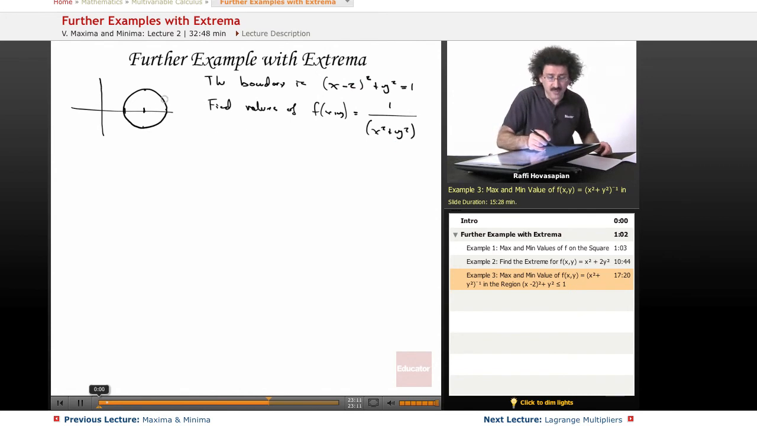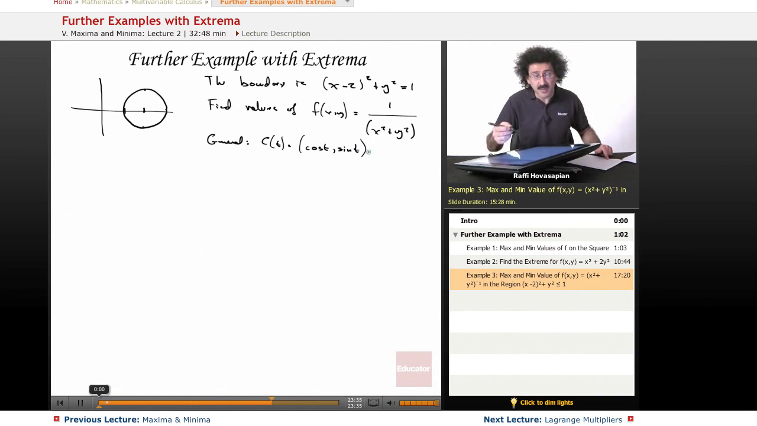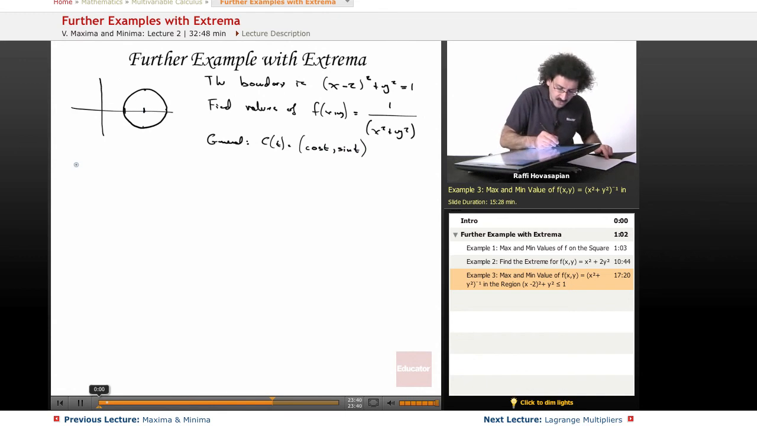I'm going to go ahead and parameterize this circle and express it as a function of one variable, t. All right? So let's go ahead and parameterize this circle. Well, I know what the parameterization of a circle is in general. A general circle, the parameterization is just c of t equals cosine t, sine t, right? That's the parameterization of a unit circle centered at the origin. But this one is not centered at the origin, it's centered at 2. So my parameterization for this function up here, x minus 2 squared plus y squared equals 1, looks like this: c of t equals 2 plus cosine t, sine t.